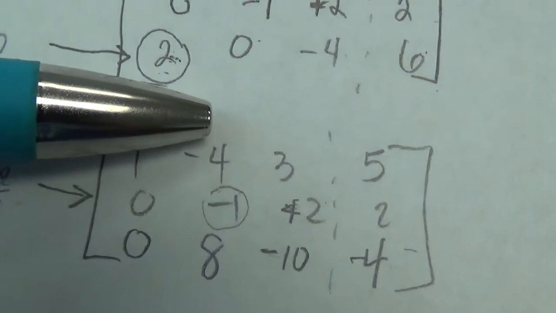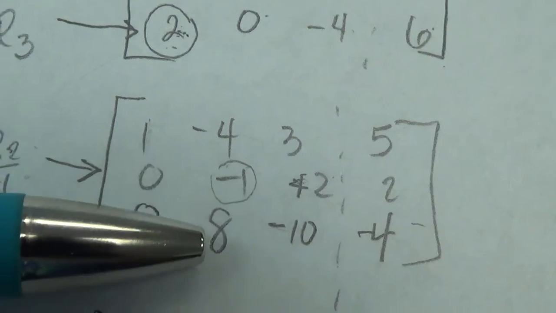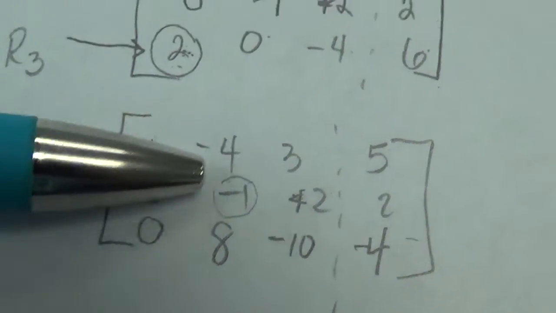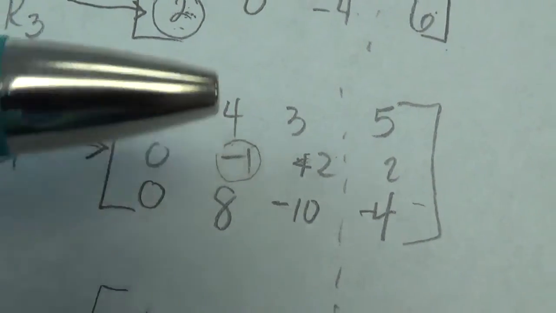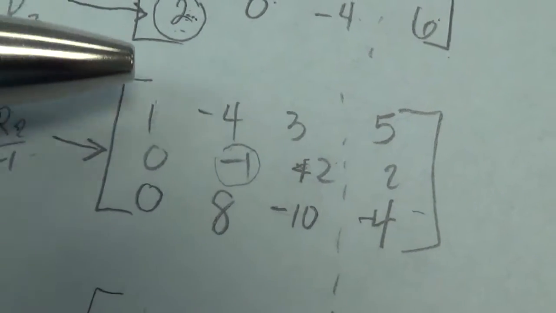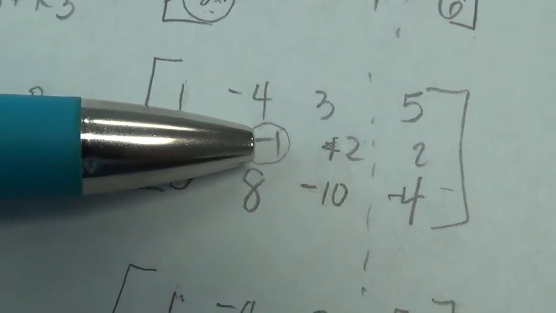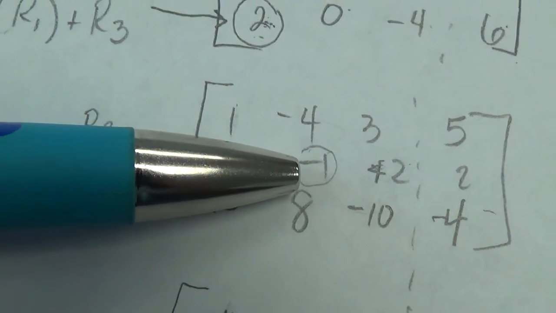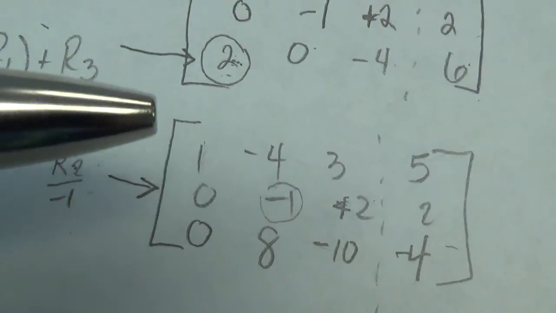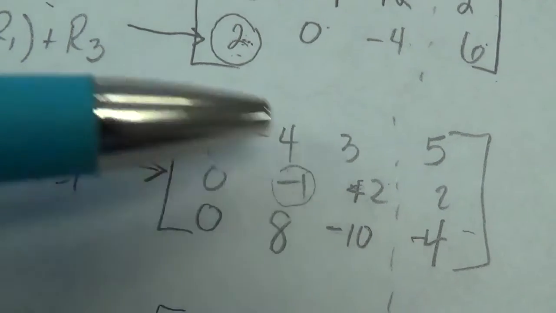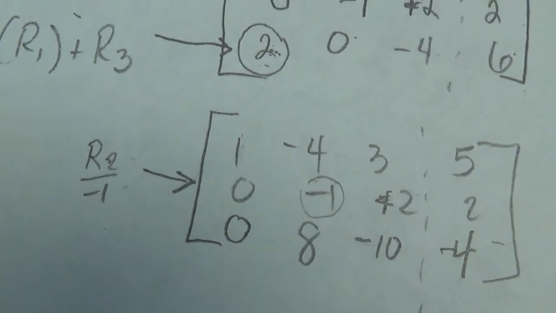Now I want this to be a 0, a 1, and a 0. Or I'm sorry, any number, a 1, and a 0. So I'm working on getting my diagonals. So what row operation can change this to a 1? The row operation is you can multiply everything in a row by a certain number. So I'm going to do that.